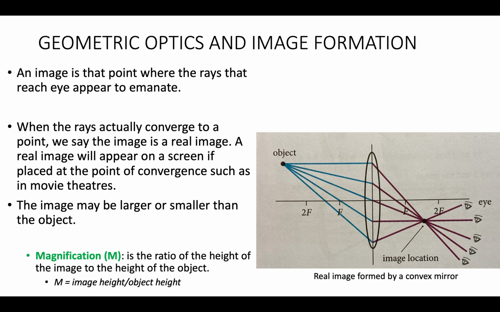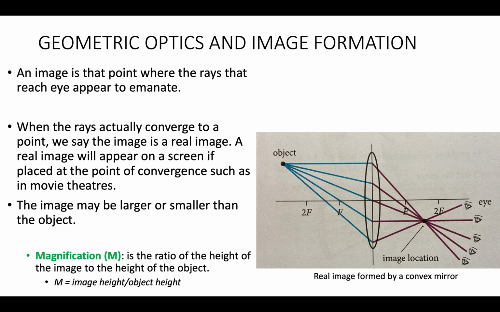All right, now let's have a look at more aspects of geometric optics. An image is that point where the rays that reach our eye appear to emanate. That was a little typo there. An image is that point where the rays that reach the eye appear to emanate. So that's essentially what that means.